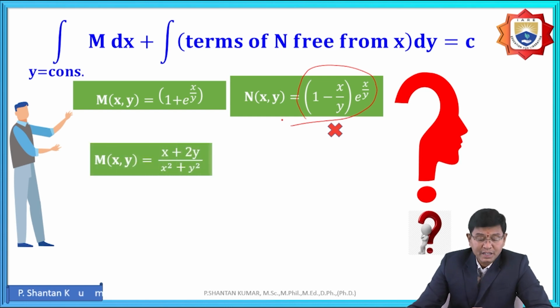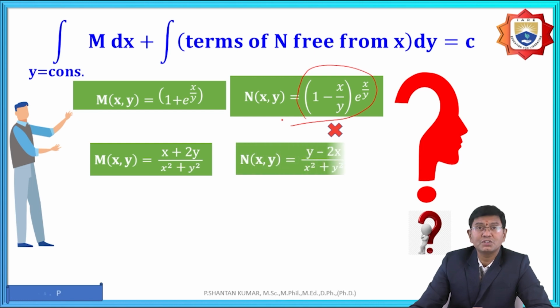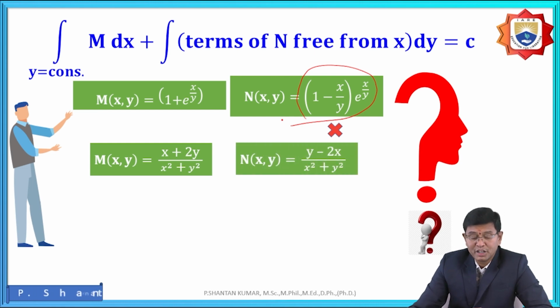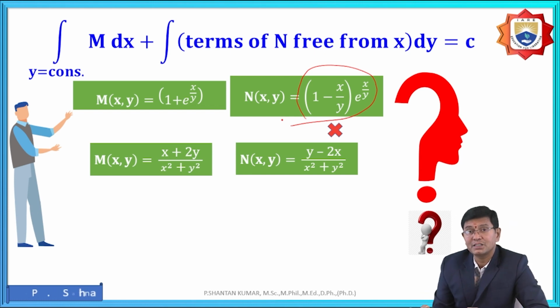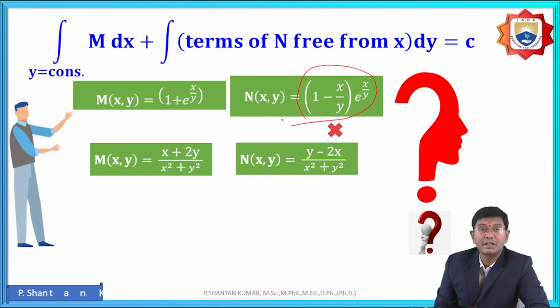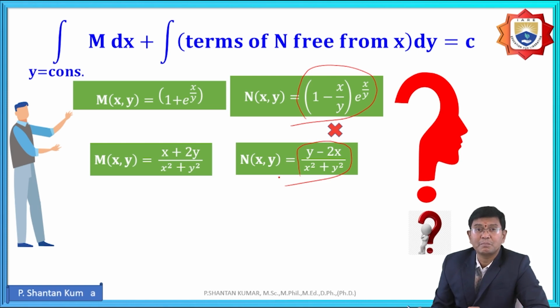Similarly, M is a function and N is a function, and we need to observe properly here. N free from x, when we divide the two terms, is y by x square plus y square minus 2x by x square plus y square. Entirely this is one term or two terms, whatever it may be, the denominator contains x. It is not possible to separate them individually. Therefore, we totally need to avoid this. Therefore, N free from x here also is 0.